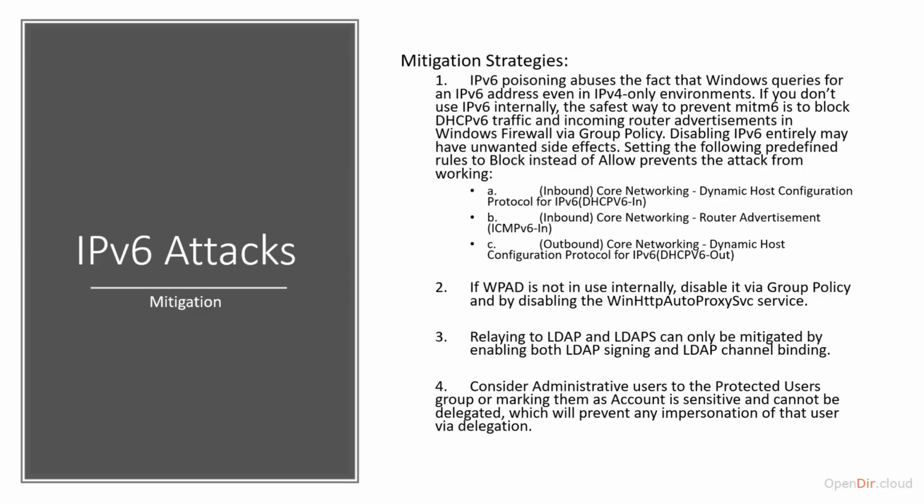If IPv6 isn't enabled in the network, then guess what? We can't be an IPv6 DNS server because there's nothing for us to do. So disabling IPv6 can have unwanted side effects. So the recommended thing to do is actually to prevent some of these. So we just define block rules instead of allow rules when we have our firewall.